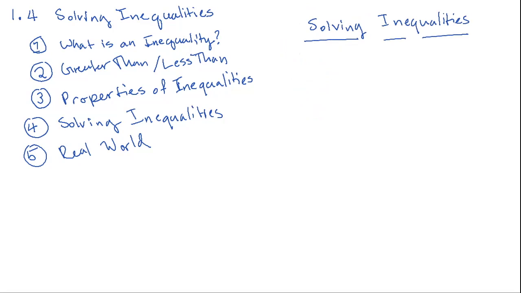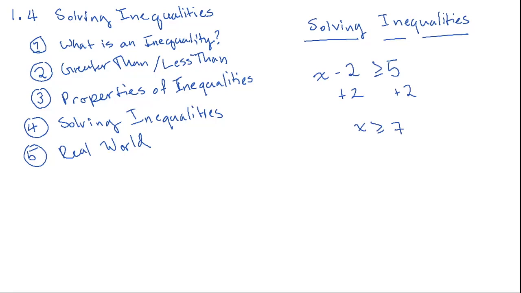All right, let's do some problems. So we're going to solve some inequalities here. The first problem is x minus 2 is greater than or equal to 5. Once again, we're going to try to isolate the variable, as with all equations or inequalities. So I'm just going to add 2 to both sides. You end up with x is greater than or equal to 7.